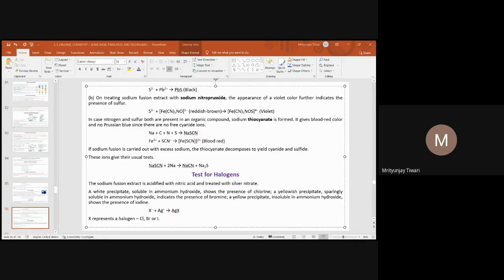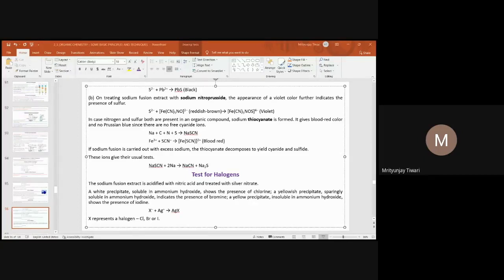And let us now look into the test for phosphorus. This is the last heteroatom that may be present in an organic compound.